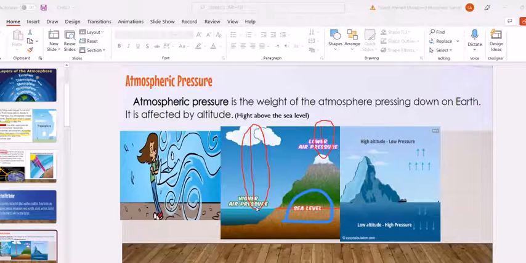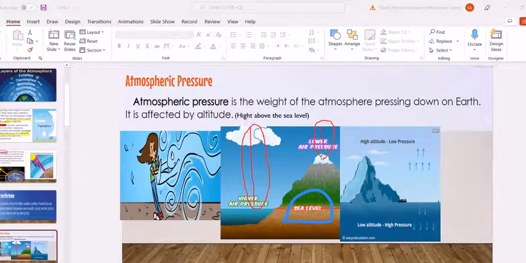So what's the meaning of air pressure? The weight of the atmosphere. Which one has more weight? Here, because it has a big amount of air. But if we are in a higher area, the weight of the atmosphere will be less because we have a little amount of air. So sure, here will be more than the higher places.